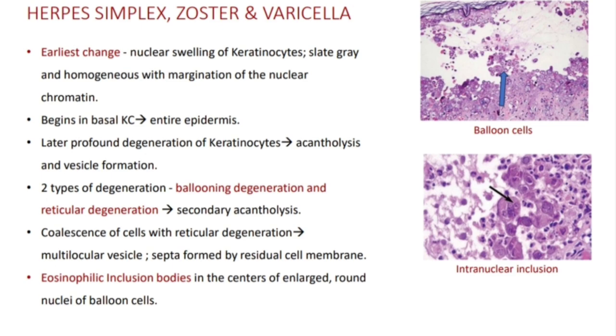These balloon cells may be multinucleate, which produces Tzanck cells. The coalescence of cells with reticular degeneration leads to a multilocular vesicle. The septa of these vesicles are formed by residual cell membrane. Then in the center of enlarged nuclei of balloon cells, there may be eosinophilic inclusion bodies. So the first image shows balloon cells in the floor of the blister, which is seen in herpes simplex or zoster or varicella, and the second shows an intranuclear eosinophilic inclusion body, which is seen within the balloon cells.